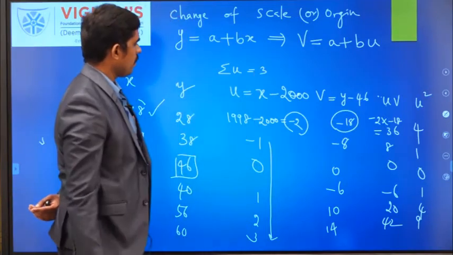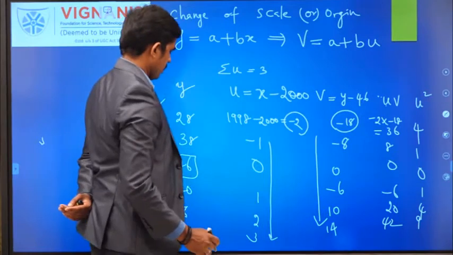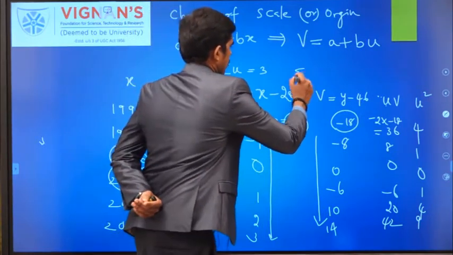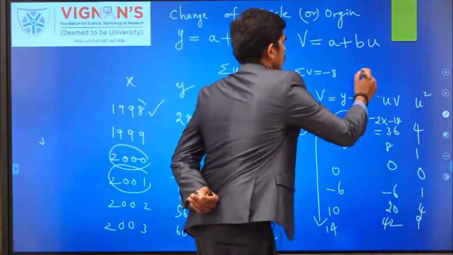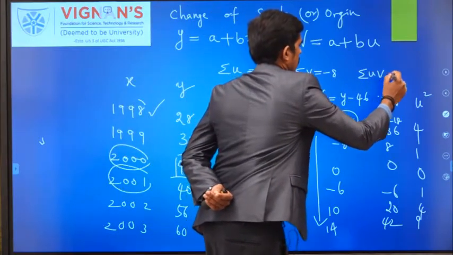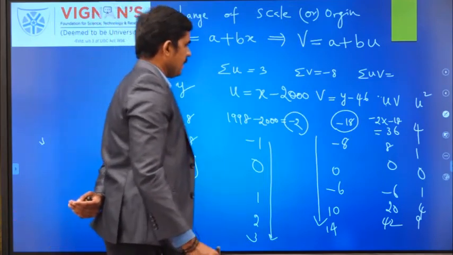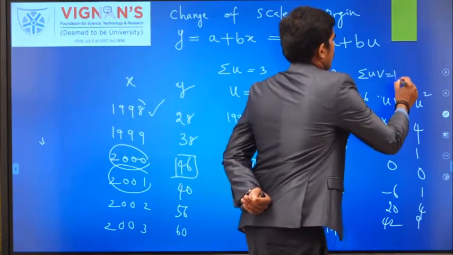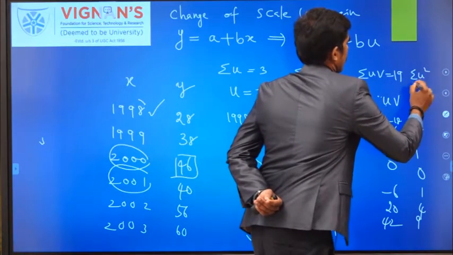Okay, you will get 3. Then find the summation. Add all these values. Summation v, you will get -8. Then add all these values. Summation uv, you will get 19. Then finally summation u square, you will get 100.